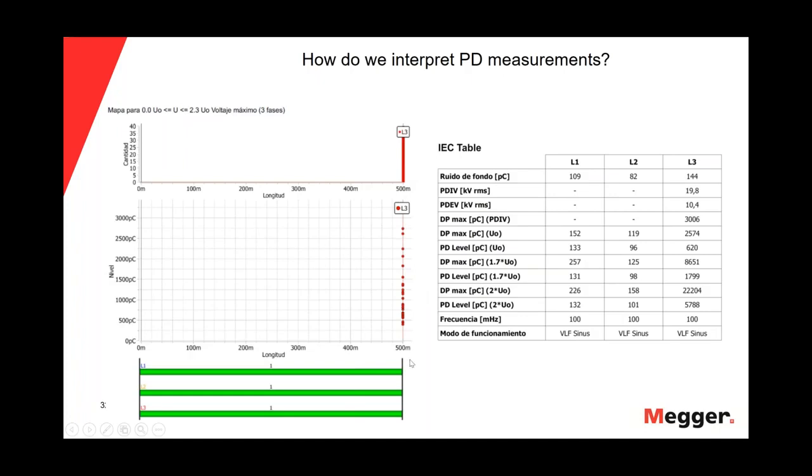And also very important, the location of the PD activity. If you see, we didn't have PD activity in the phase L1 and L2. For that reason, we don't have any blue and orange dots in the graphic. But in the phase L3, you can see that we get a lot of partial discharge at the end of the cable. The cable was 500 meters. So you can see very clearly in this graphic that the problem was with the phase L3 and the problem was at the end. In this case, the level of the partial discharge, as we saw in the previous slide, was 5,788 picocoulombs, which is above the guideline we showed in the previous slides. So the team that made this PD measurement should replace the termination of this cable.